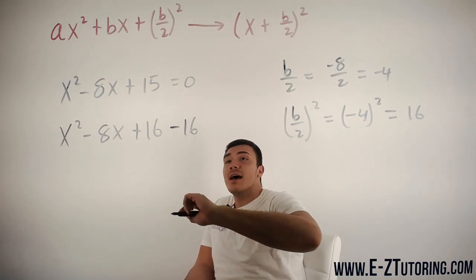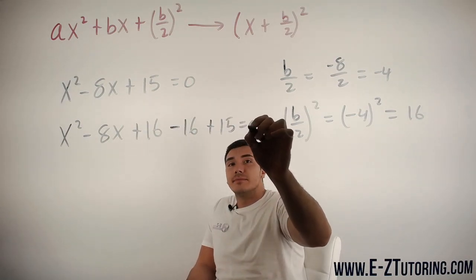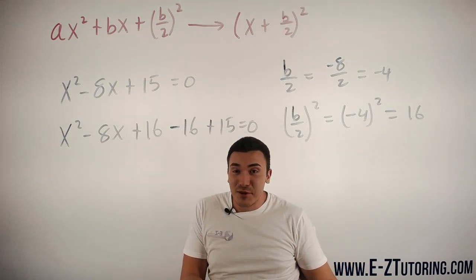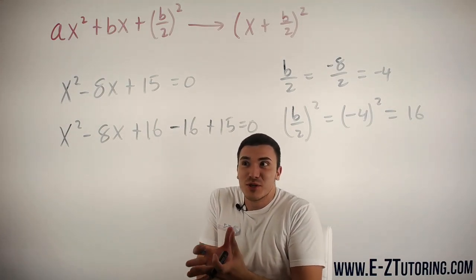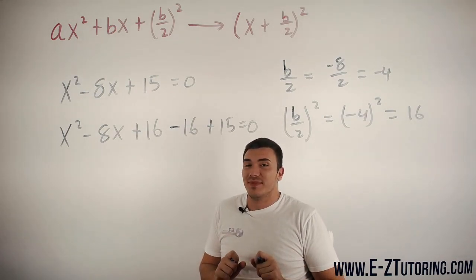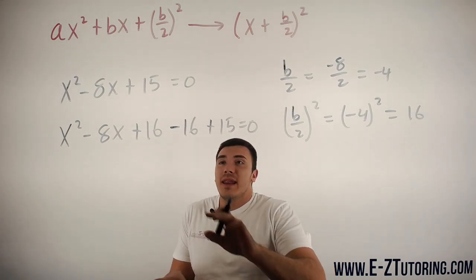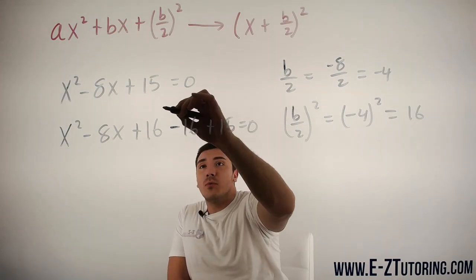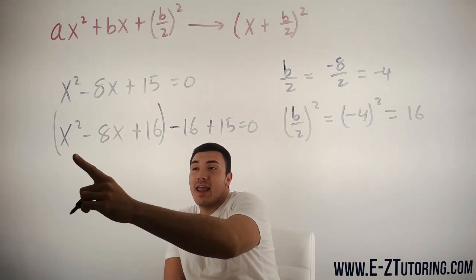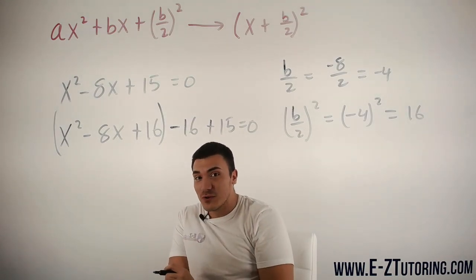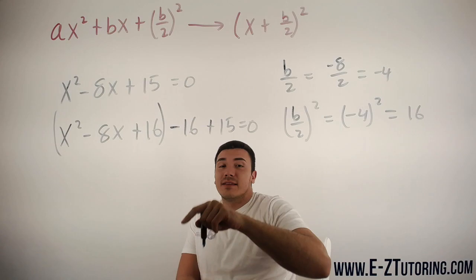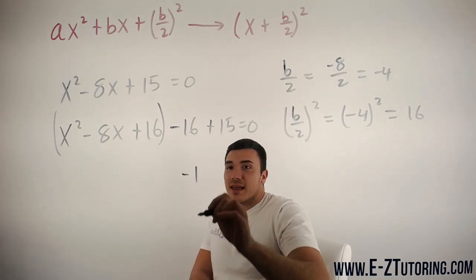And then, of course, you cannot forget about that plus 15. So 16 minus 16 is 0. So essentially, we just added 0, which doesn't change the value of this quadratic at all. All right, so now that we've gotten that concept, we only want to focus on this. Why? Because this is in the form of ax squared plus bx plus b over 2 squared. And then this is just separate. Negative 16 plus 15 just makes negative 1.